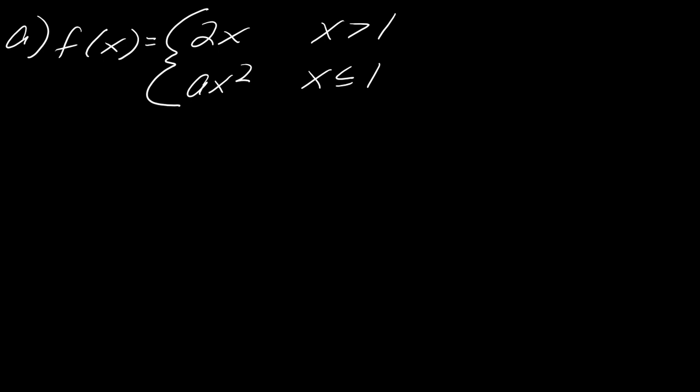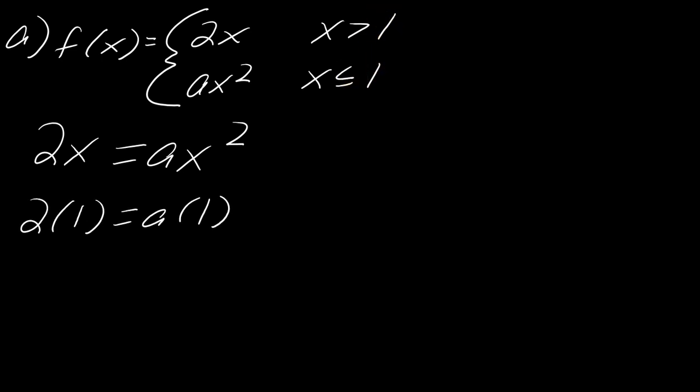Starting with this first one. The idea behind this is you want to make sure that these two functions are equal at this point. That's basically what we're trying to do. So I'm going to take 2x and set it equal to ax squared. This is what I want to have happen. But now I need to do this at this specific point here, so I'm going to plug in the 1. What I get then is just 2 equals a, and that's our point. This is the value we're looking for.